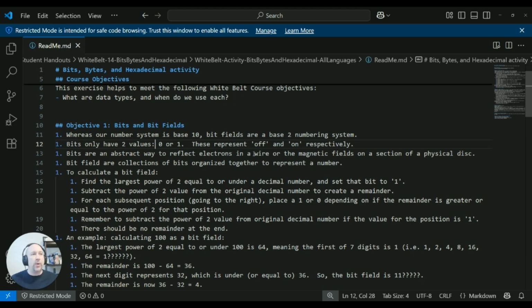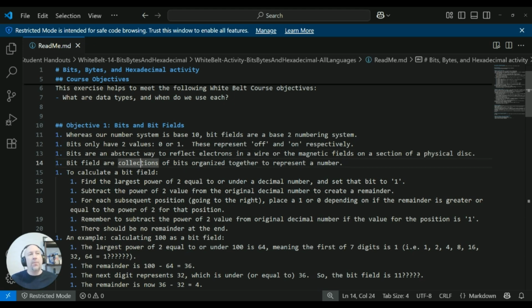Bits are an abstract way to reflect electrons on a wire. As electrons are transmitted on the wire, and as we read those electrons, or the absence of an electron, that tells us if there is an electron, it's a 1. If there is no electron, it's a 0. Similarly, with magnetic fields on a section of a physical disk, how spinning hard drives work, if there is a magnetic charge, that represents a 1. If there is no charge in a sector, that means it's 0. This is how we actually represent data in computers themselves.